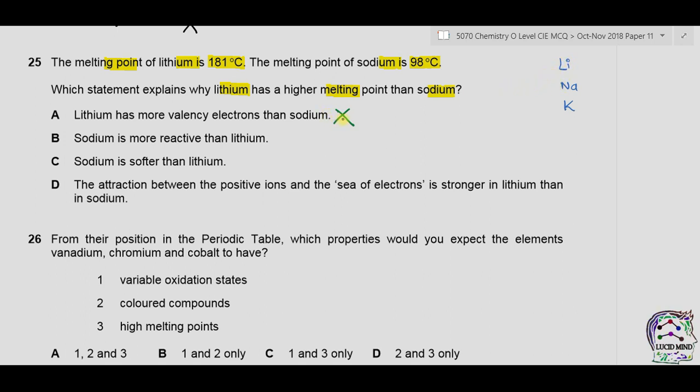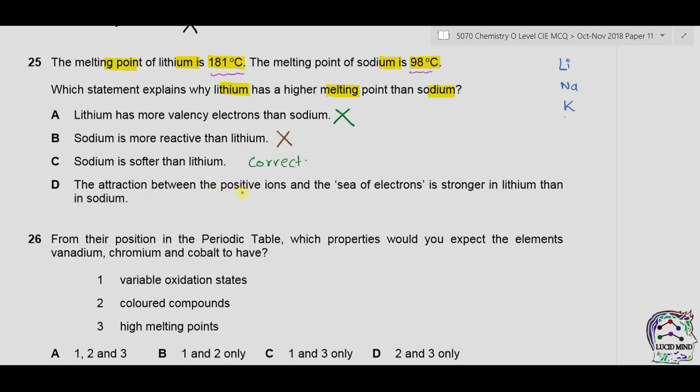the periodic table. B. Sodium is more reactive than lithium. This is true because down the group reactivity increases, but reactivity does not say anything about the melting point. C. Sodium is softer than lithium. This is a correct statement because sodium can be cut by a knife while lithium is harder, it cannot be cut by a knife. But this does not explain the melting point, because melting point depends on the interatomic forces of attraction in metals.